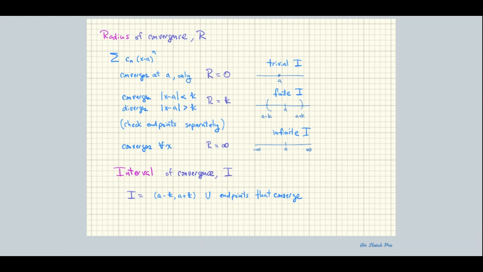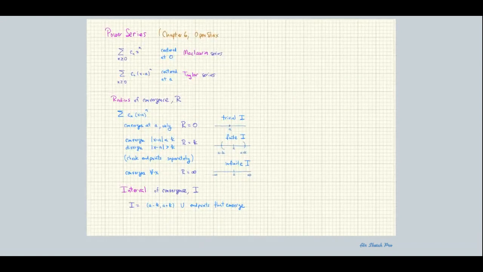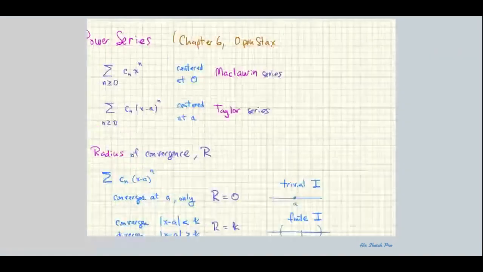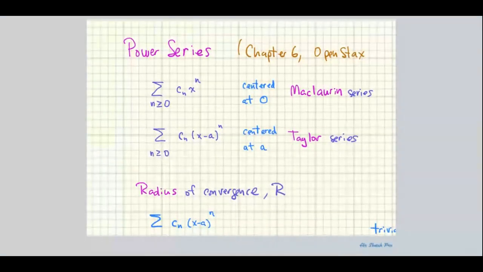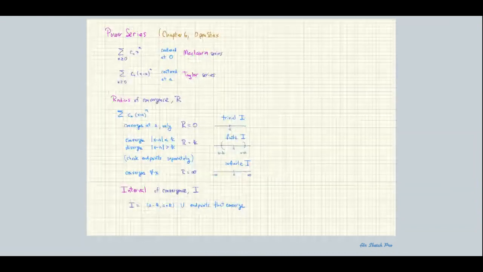Okay? So let's take a look again. What are the key concepts on this page? If a power series is centered at zero, that means x minus a where a is zero, we call it a Maclaurin series. If it's centered at some value a on the number line, then we call it a Taylor series. Every Maclaurin series is a Taylor series. And so I could just talk about these as Taylor series.